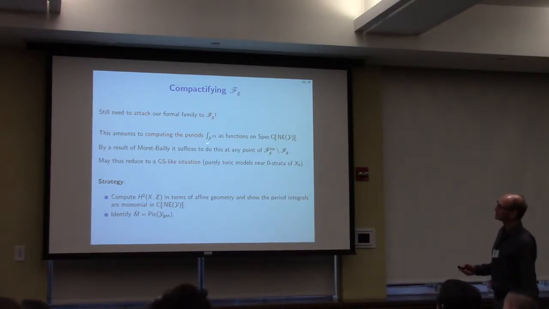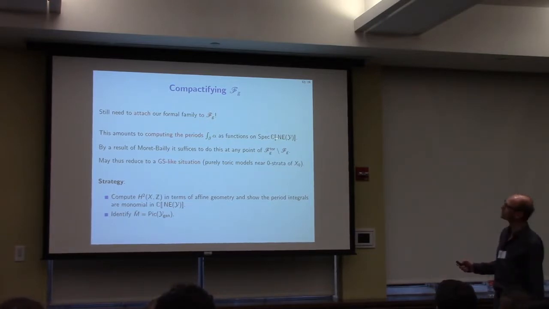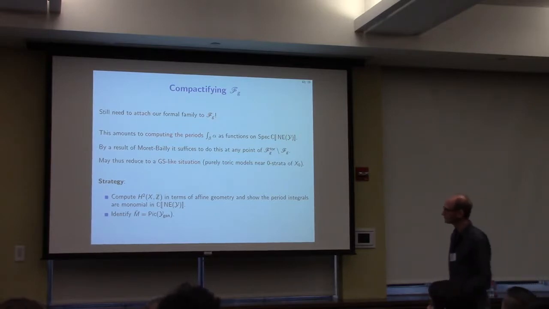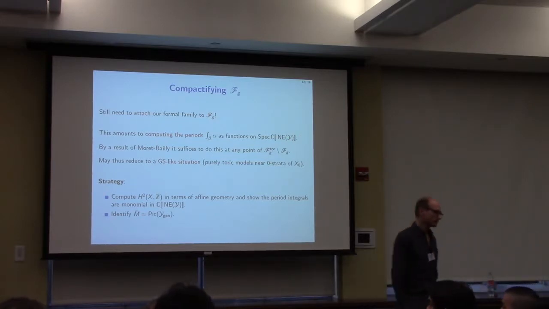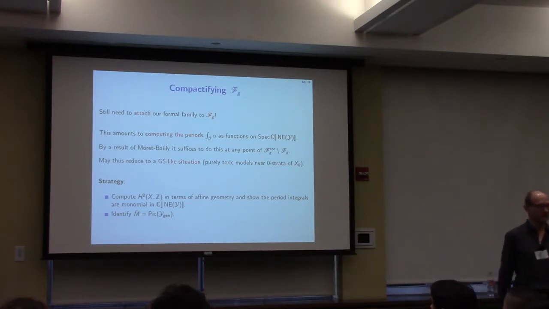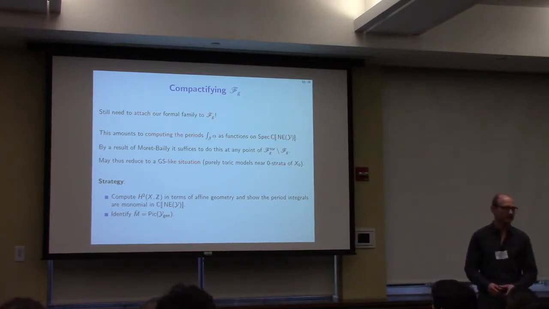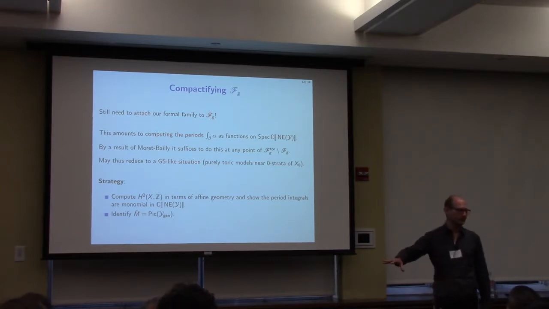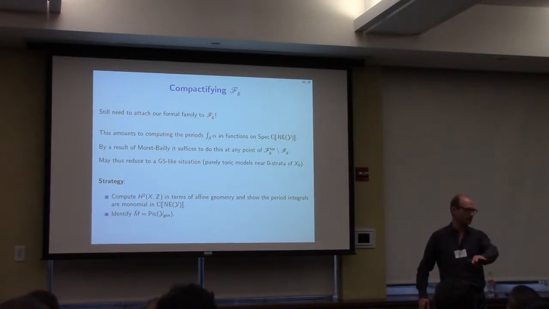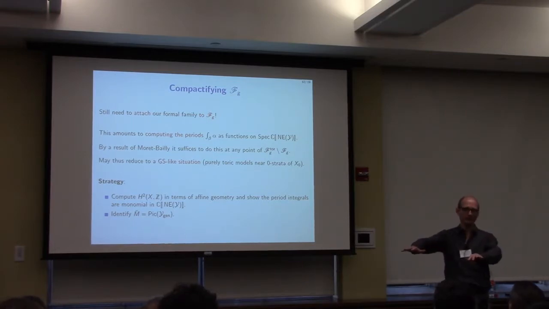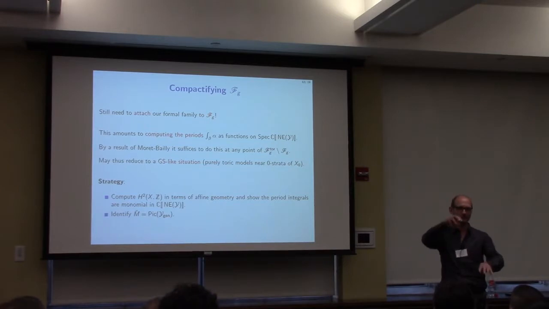And that amounts to computing these period integrals. So alpha was a holomorphic n-form, and then you want to integrate them over cycles as functions on the base, which locally is given as this formal neighborhood. And there's a result of Mauvais-Bailly coming in handy that tells you that indeed there is some patching statement. If you have some algebraic family on one side, and you have a formal family, then you can extend the algebraic family if they only agree formally.